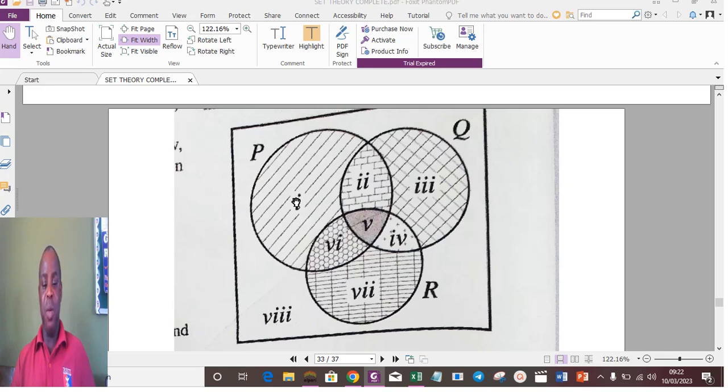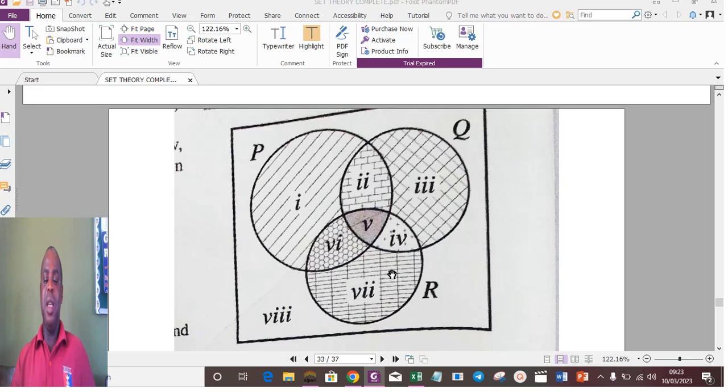I'm just recapping what we have learned. Or you write P minus Q minus R. Now look at this one. This is Q only. It will be P prime intersection Q intersection R prime, or you write Q minus P minus R. Just recapping.